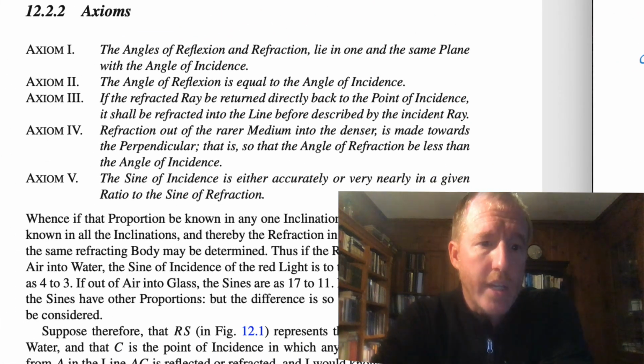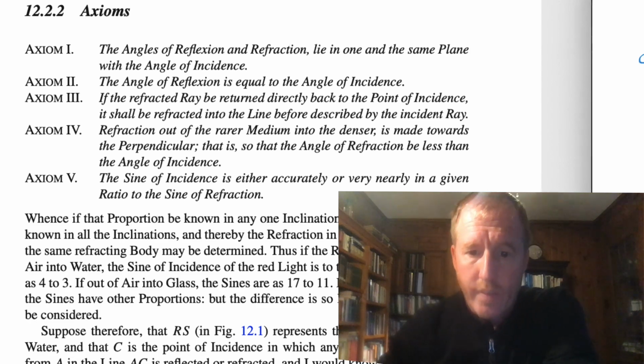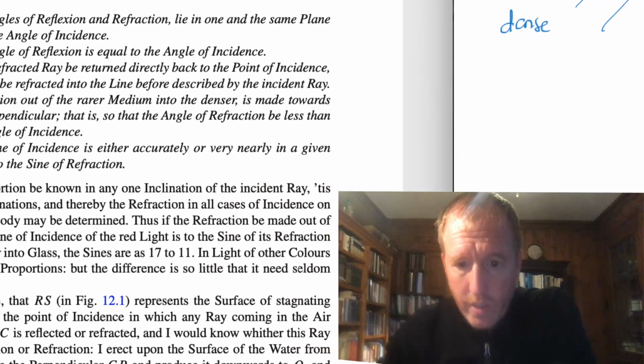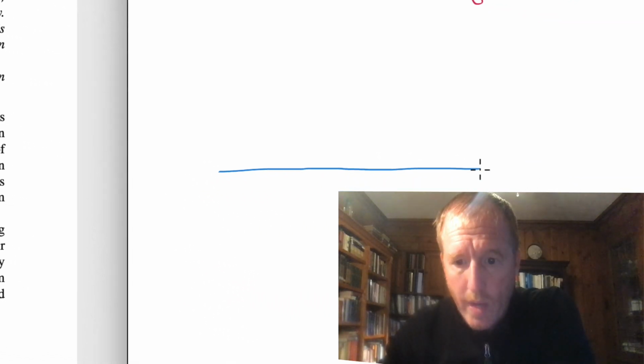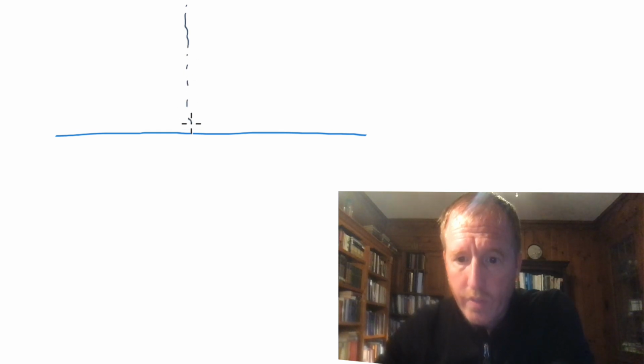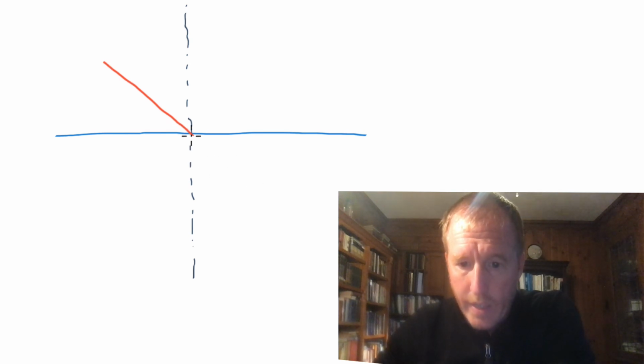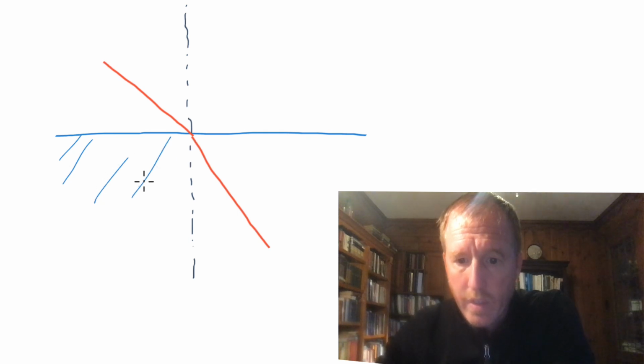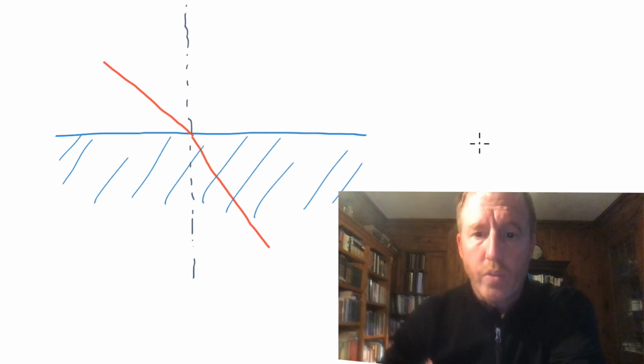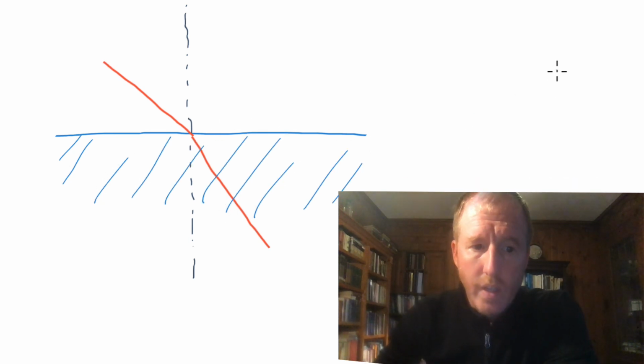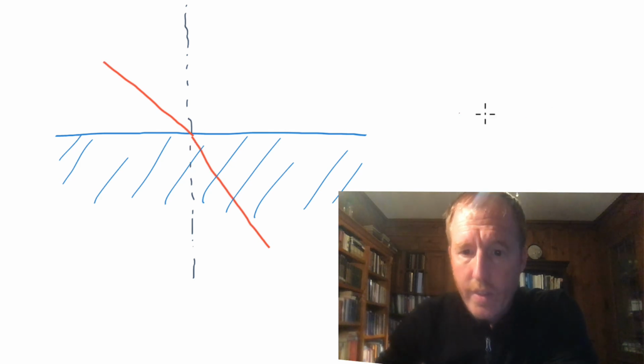He says the sine of incidence is either accurately or very nearly in a given ratio to the sine of refraction. So what is he saying here? This is a little bit more complicated to explain. Let's suppose you have an interface and we were to draw a perpendicular to the interface right here, and we were to consider a ray of light coming in like this, and it refracts in passing into this medium. And once again, maybe I'll draw this like this to give a sense of the fact that there's two different media.